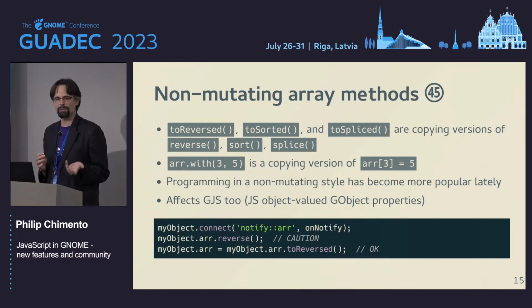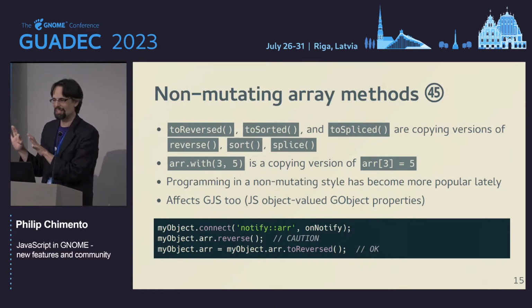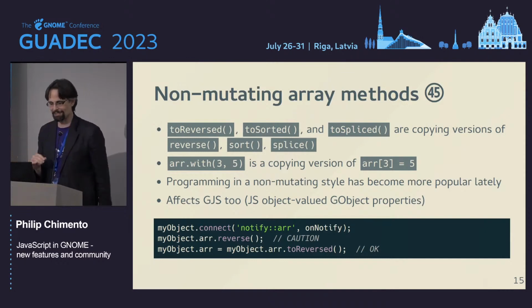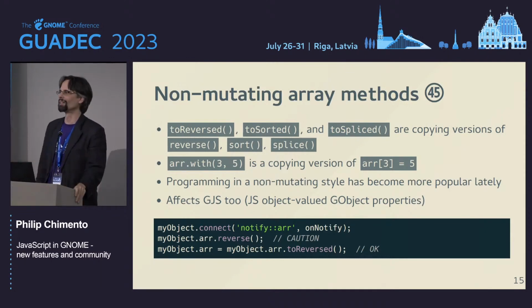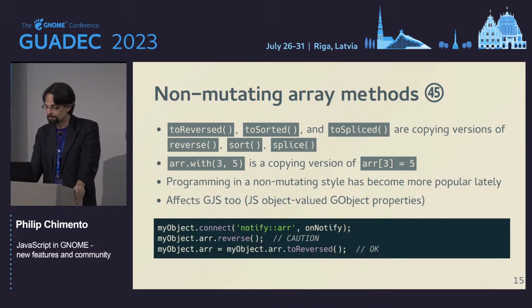For example, we can have a GObject with a property that is a JavaScript array, and GObject properties have notify signals, but if you mutate the array, you're not going to get a notify signal. So it's kind of dangerous to do a reverse, like in this code example here, on an array that's a GObject property. That might break an invariant of your program if you're expecting that you get a notification when the array changes. But if you use to reverse and reassign it to the property, then you'll get a notification.